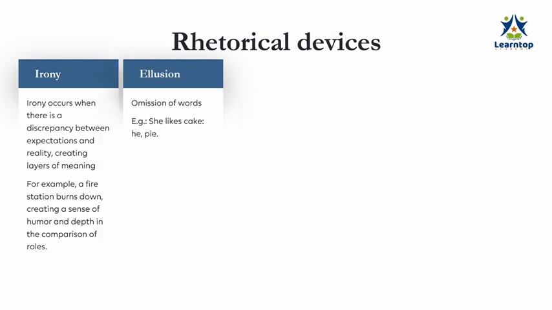Next is elision. This is when words are omitted, but the meaning still remains clear. For example, she likes cake, he, pie. So the word likes is omitted in the second part, but we still understand the meaning.